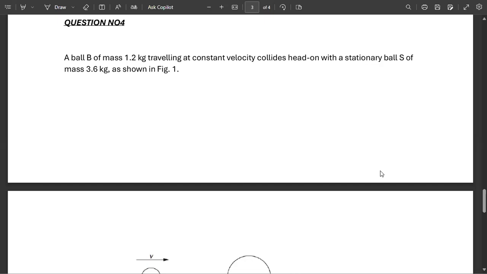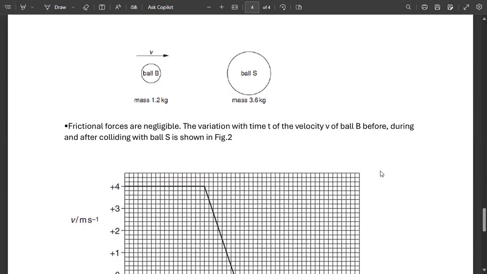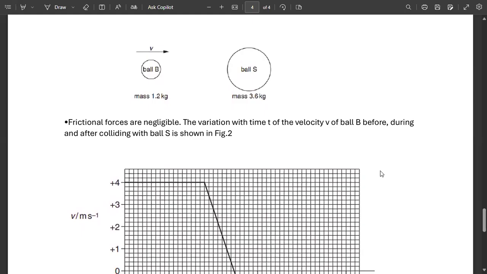Question 4 is saying a ball B of mass 1.2 kilograms traveling at constant velocity collides head-on with a stationary ball S of mass 3.6 kilograms as shown in figure 1. So this is figure 1. And the question continued to say frictional forces are negligible.